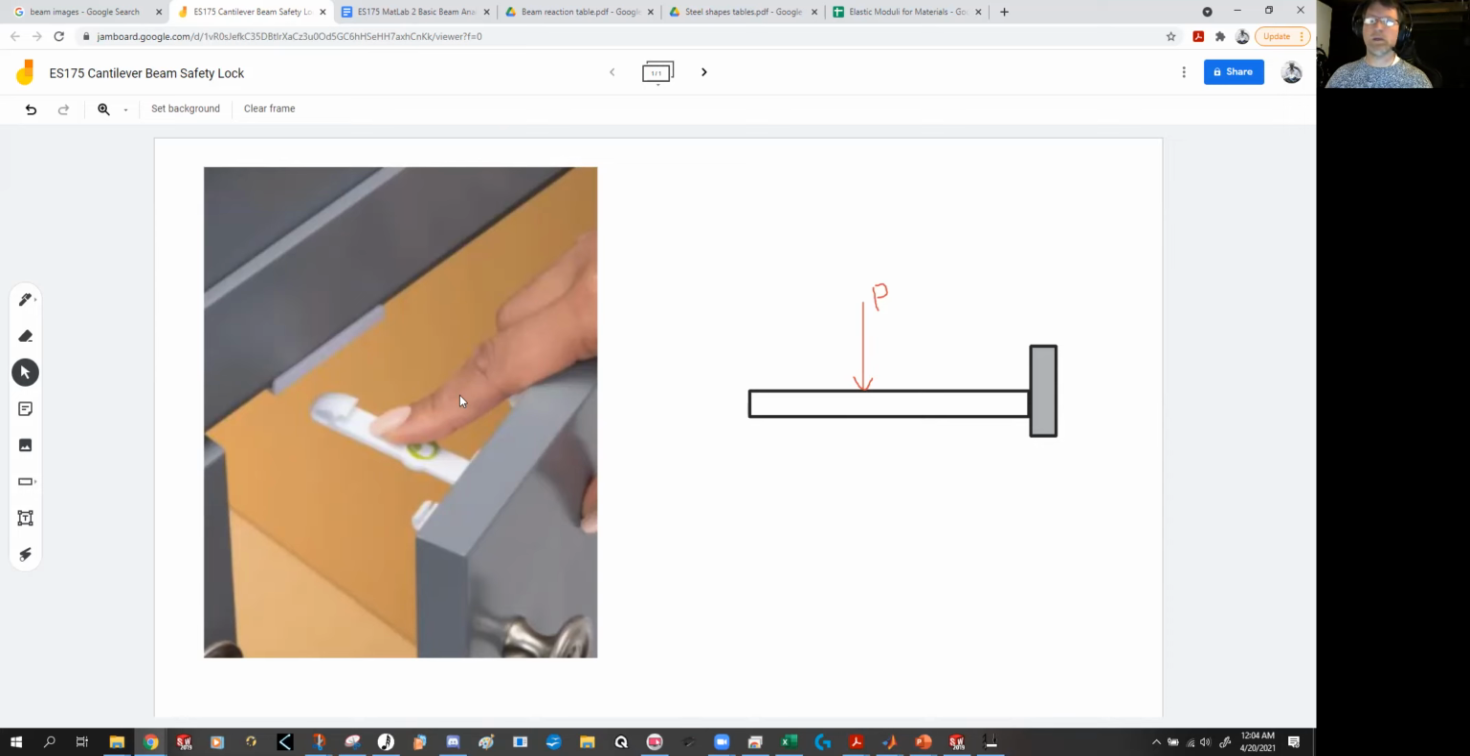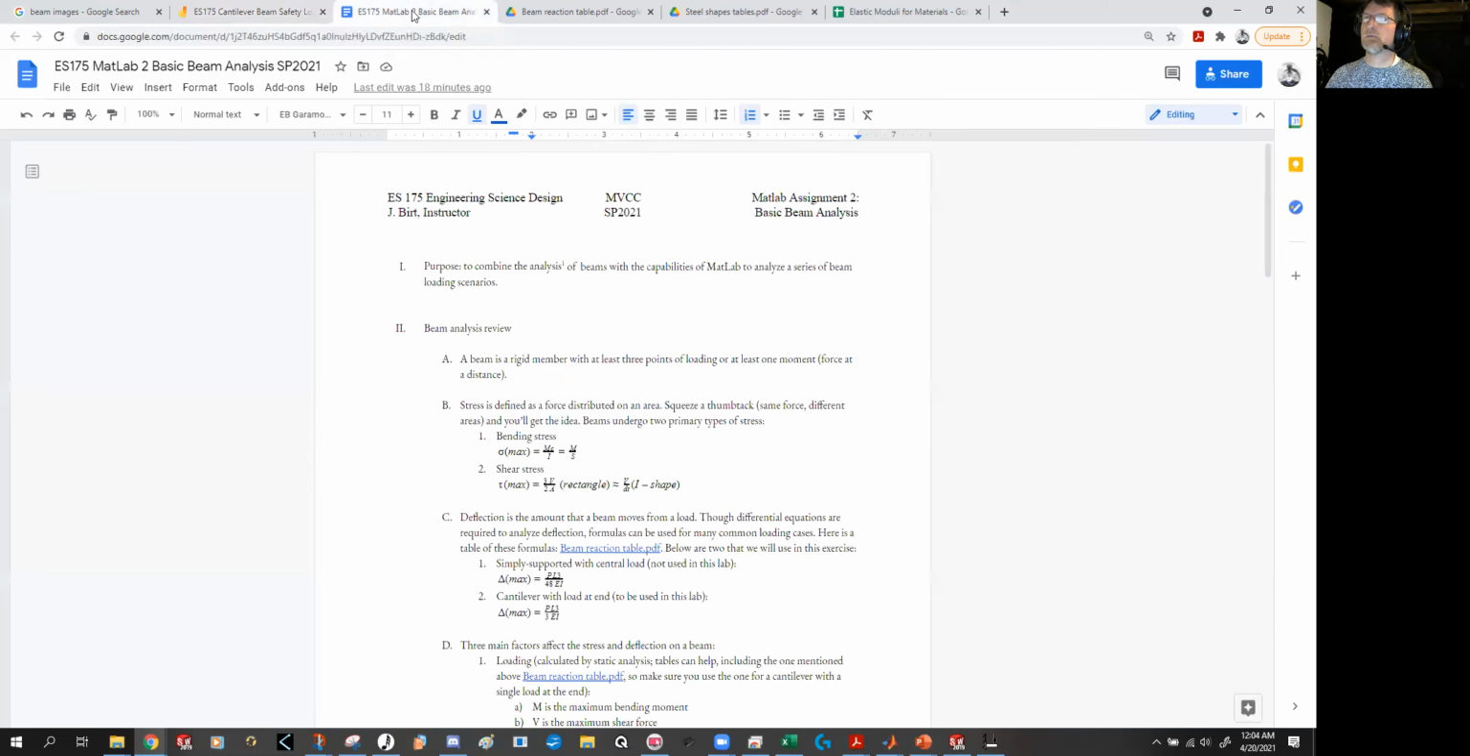Beams can come in all sorts of shapes and sizes, as you see. So we're going to combine the study of MATLAB with an exercise in the study of beams. Maybe we'll get a head start on strength of materials next year. Here we have our assignment, and here's the purpose. I already mentioned that. This is a quick review of beam analysis. For me, it's a review. For you, it's probably brand new.